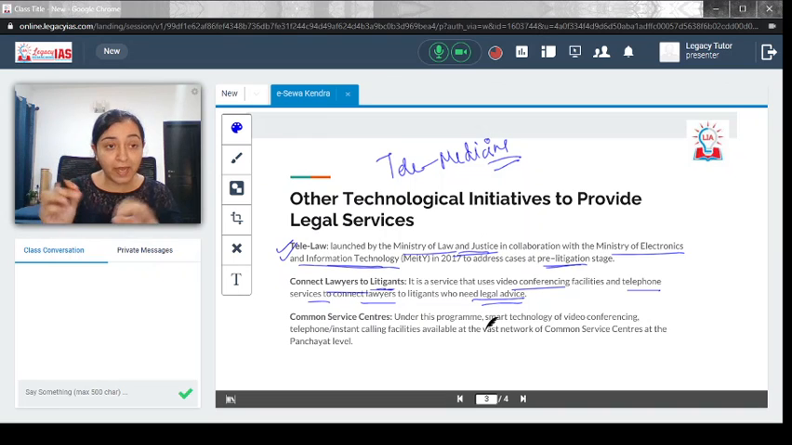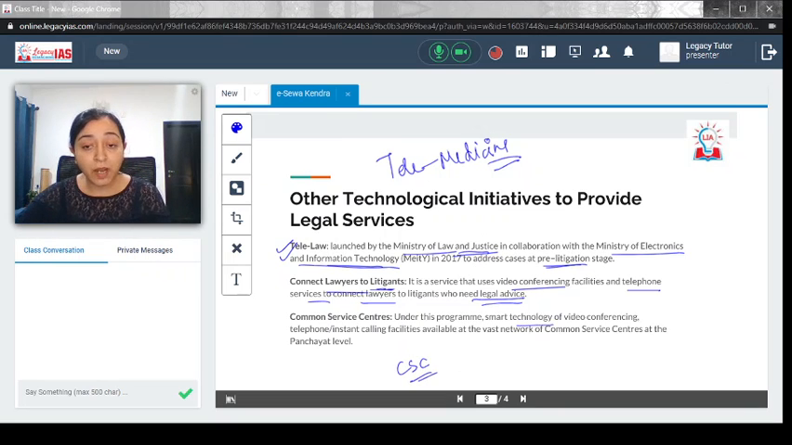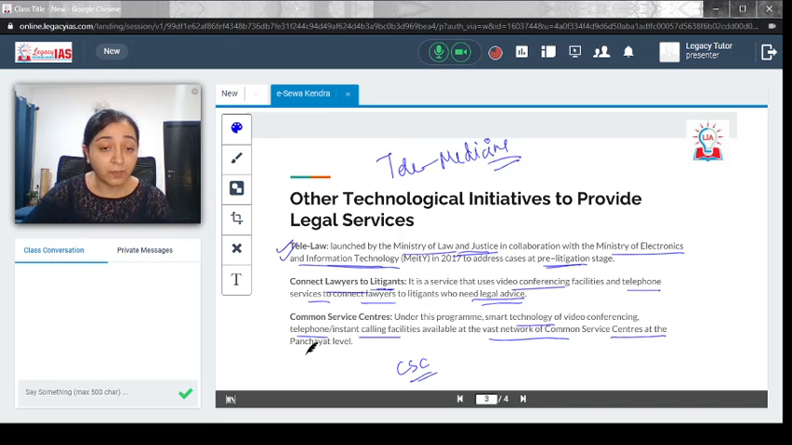You can go ahead and have a video conferencing with the lawyers, and instead of trying to reach out to the lawyers, you can directly reach out to them through the video conferencing. Then there is also a facility of common service center, where the smart technology of video conferencing, phone, instant calling facilities is available at a vast network for common service center at the panchayat level.